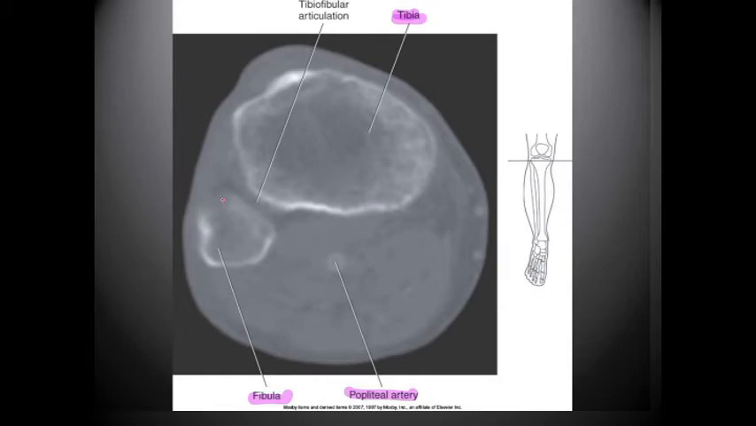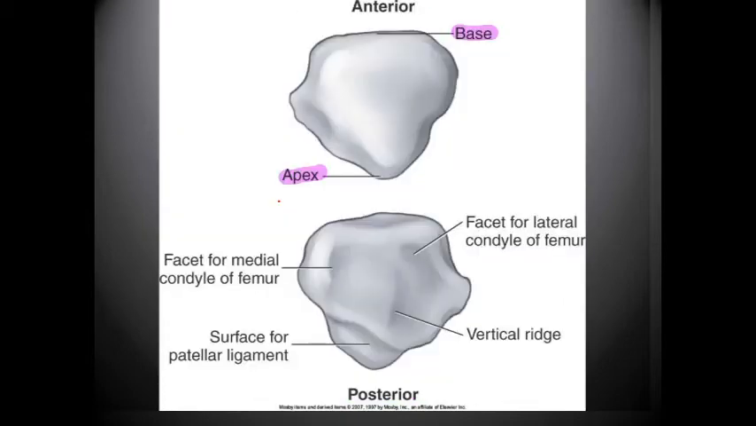Here we have the fibula and the tibia. Notice we also have the popliteal artery as it is going in the posterior portion. The popliteal surface of the tibia is highlighted by contrast. Looking at the patella, we have the base being the kind of flat portion on the proximal portion, and the apex being the kind of pointed distal portion.